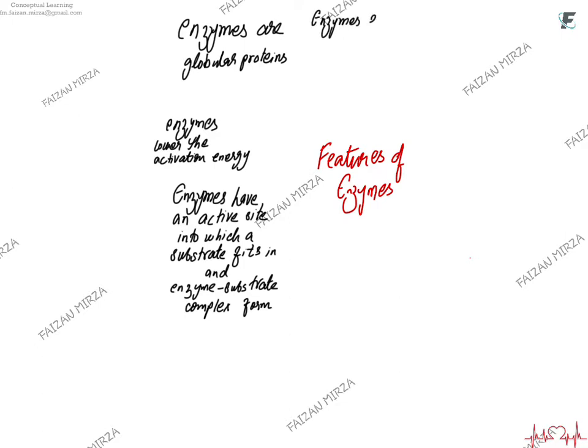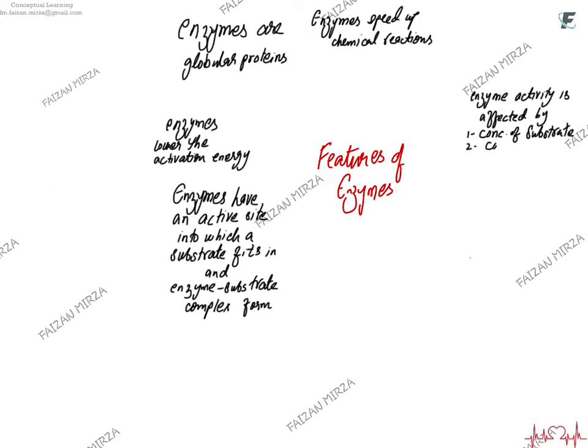Apart from these, the enzymes, you know that they lower the activation energy by forming temporary bonds with the substrate. They are able to break the bonds and make new bonds there. Enzymes speed up the chemical reactions. They are biological catalysts. Activity of enzymes is affected by mainly five conditions. Number one, the concentration of the substrate being changed, concentration of enzyme being changed, temperature being changed, pH being changed, and the presence of inhibitors.